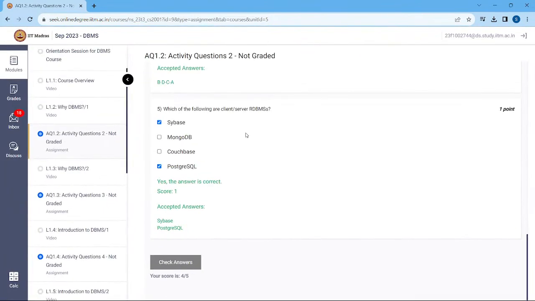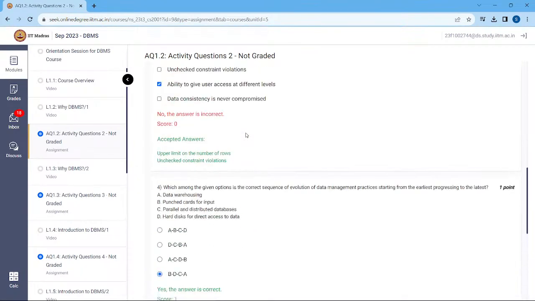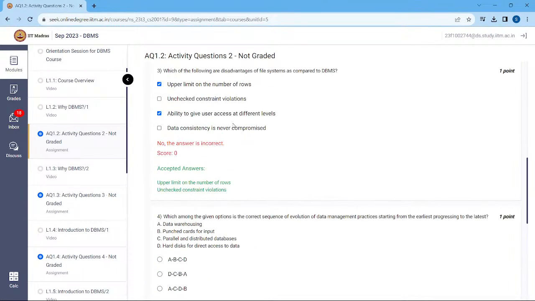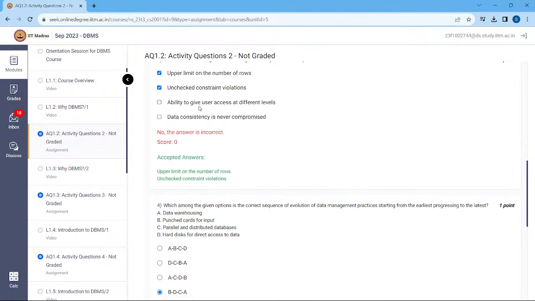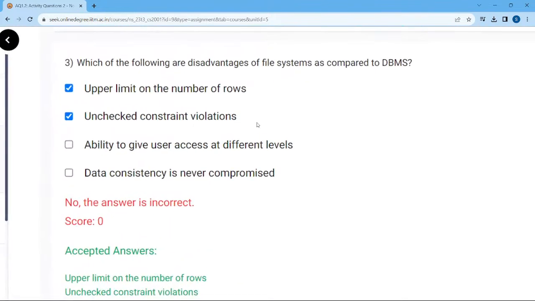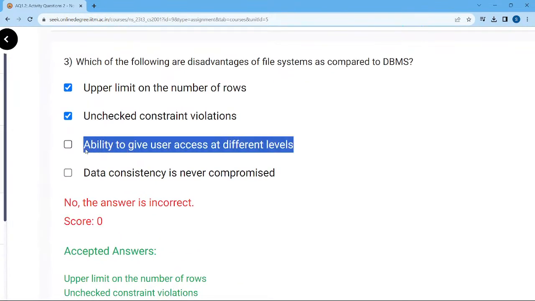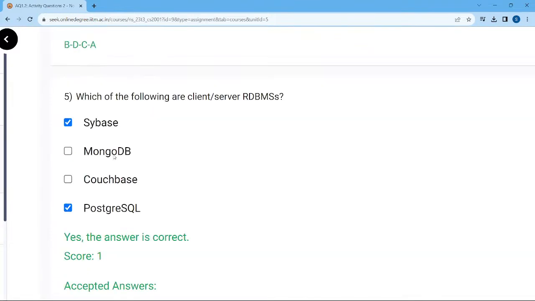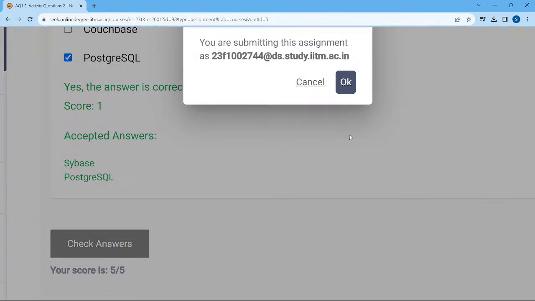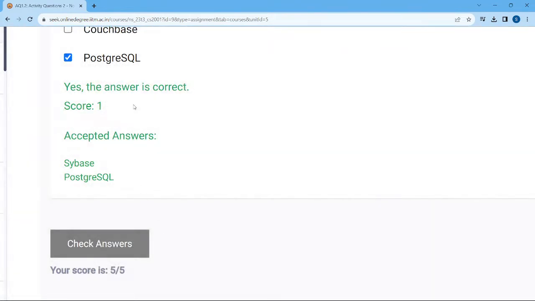Five. And what is this? Unchecked constraint violations, right? Okay, so I misread or misunderstood this line. File systems cannot provide access to users on different levels. But I misread the line and thought it was a negation. So forgive me for my mistake. Okay, let's move forward.